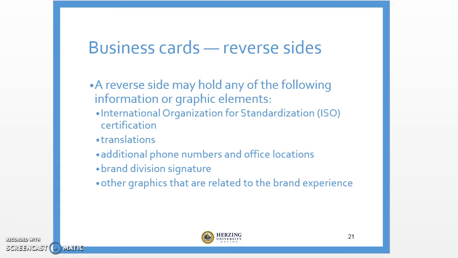Business cards, reverse sides. Sometimes the card has a second side to it, as we saw in a previous example. A reverse side may hold any of the following information or graphical elements: International Organization for Standardization certification, like their ISO, translations, additional phone numbers and office locations, brand division signature, and other graphics that are related to the overall brand experience.